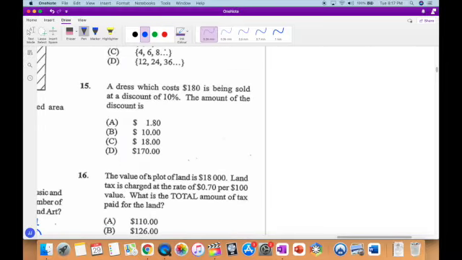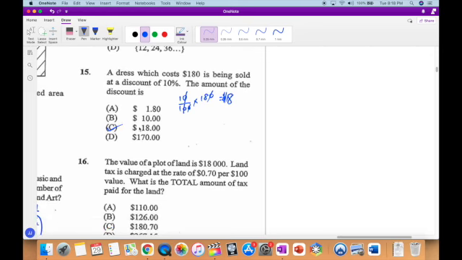Number 15, a dress which costs $180 is being sold at a discount of 10%. The amount of the discount is, so a dress which costs $180 is being sold at a discount of 10%. So 10% of 180 is $18. So the amount of the discount is $18. They didn't ask you for the price, they asked you for what is the discount.